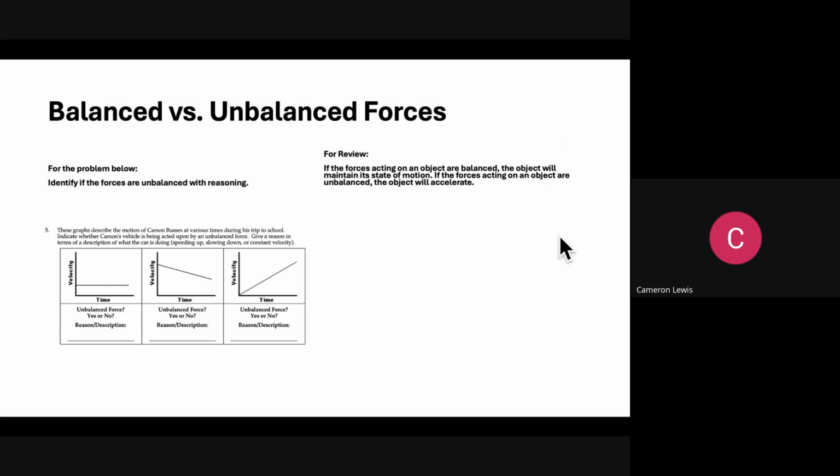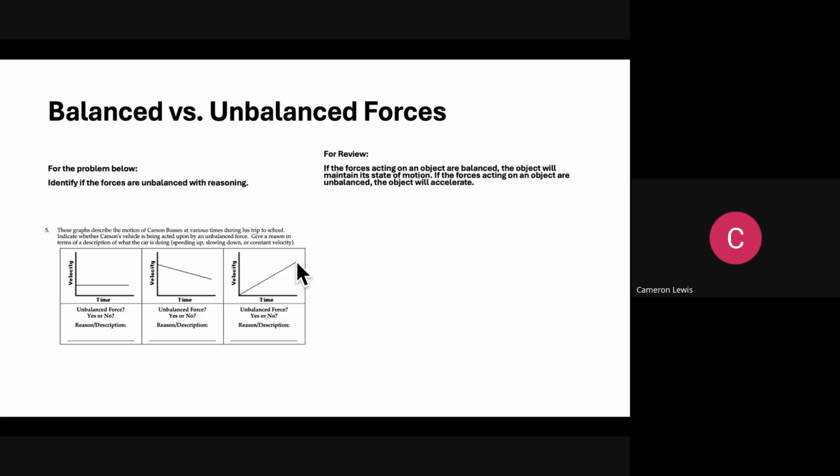All right, so you said eliminate. We can eliminate the first one, right? Because it's horizontal, which represents 0 acceleration. And if it's 0 acceleration, that means the forces are balanced. Now we need to know if the forces acting on the object are unbalanced, so the object will accelerate. So are the forces unbalanced in the first one? No, because it's constant velocity. Cool. Now let's go to the middle one.